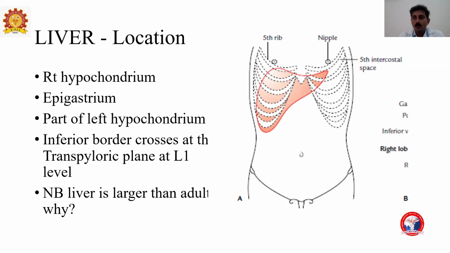Now, one question: why is the newborn liver larger than the adult's? The newborn liver is comparatively larger than the adult. Why? The reason I have mentioned in the functions. The newborn liver has the additional function of production of hemopoietic cells. That is why the newborn liver is proportionately larger. We're not talking about the exact size, but the proportion of liver size to body size. The newborn liver is larger compared to its body proportion because of the production of hemopoietic cells.